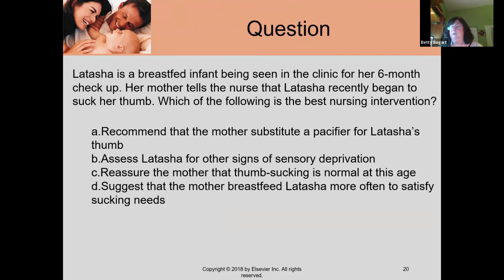So Letitia is breastfed. She's seen in her clinic for a 6-month-old checkup, and the mother tells the nurse that she just began to suck her thumb. What do you think the nurse should do? What's the best nursing intervention? Is this right? Is this wrong? Should she?